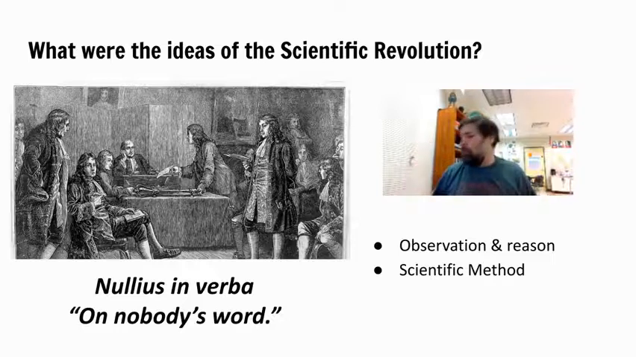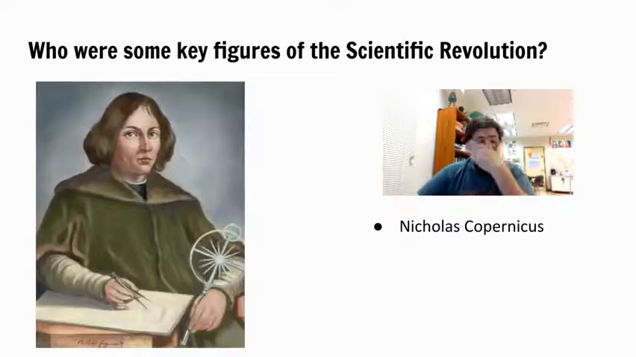It's amazing. Okay, what were some key figures? Who, I should say, were some key figures of the scientific revolution? Well, first we've got this dude. His name is Nicholas Copernicus. That's how you pronounce his name? Copernicus. Not Copernicus, but Copernicus.